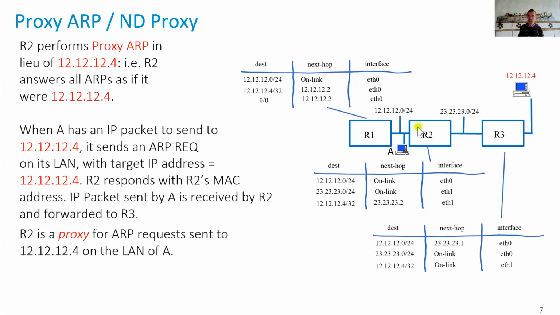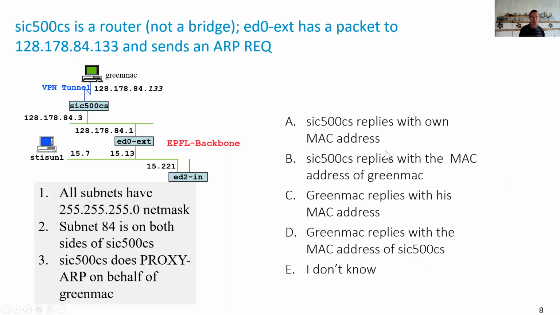And why is it a good idea? Well, because indeed, if A has a packet to send to this destination, it should send it first to R2. R2 is the first next hop. So R2 being pre-programmed in this way will do it. And we say that R2 is a proxy for ARP requests sent by anybody on this LAN. So this is something that is done in some configurations.